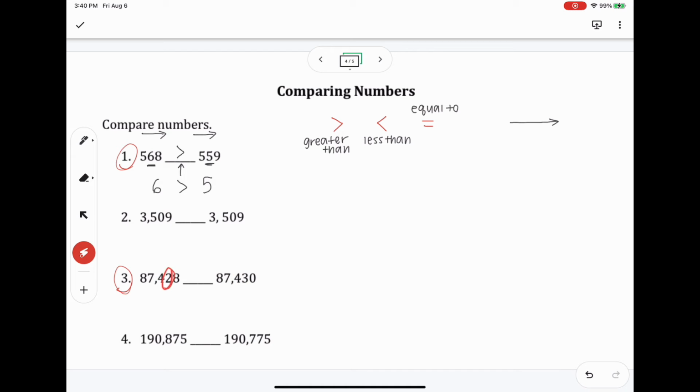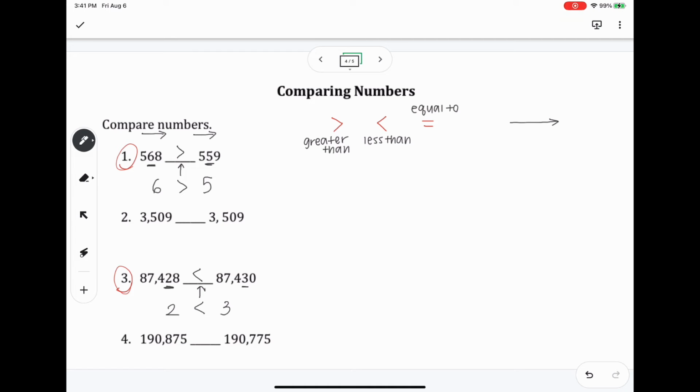And then we're going to go to our tens place, and now we have different numbers. We have a 2 over here, and we have a 3 over here. Now from here, we know that 2 is less than 3, so I'm going to put a less than sign, and you're going to bring this up into your final solution.